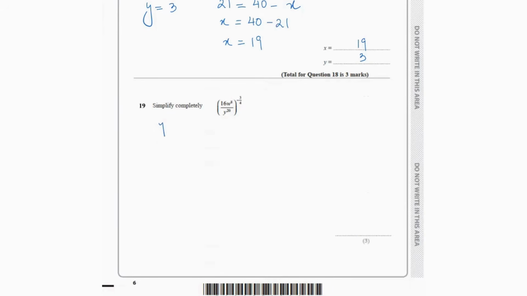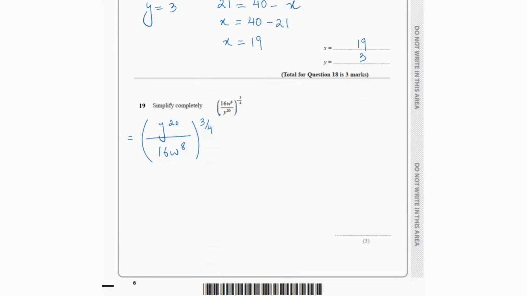So it's going to be y to the power of 20 divided by 16, w to the power of 8. And now the power is going to become positive. We're not flipping the power, we're flipping the base. So as you can see, the fraction in the power is not flipped, it just became positive. But we took the reciprocal of the base.